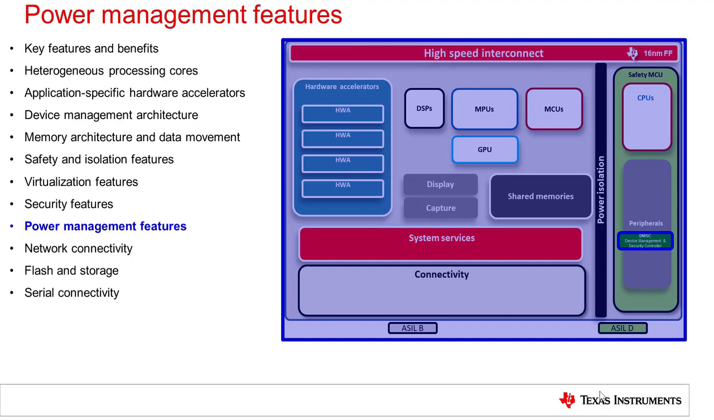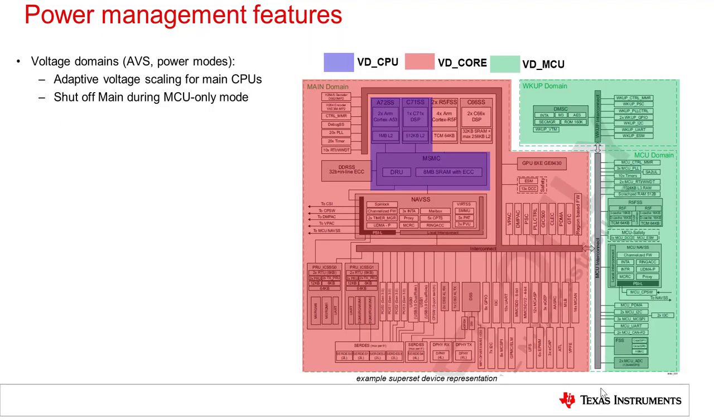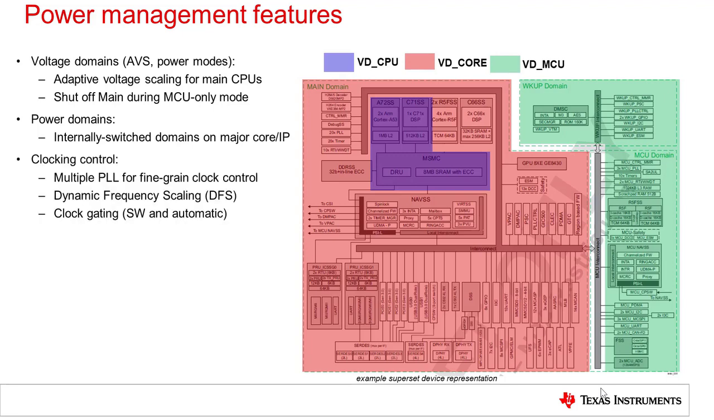The Jacinto 7 processors implement multiple independent voltage domains which facilitate different power modes and strategies for reducing overall power on the device. The primary CPU domain supports adaptive voltage scaling, or AVS, to reduce leakage. Many of the major cores and accelerators support independent power domains so they can be shut off completely when not in use to save power.